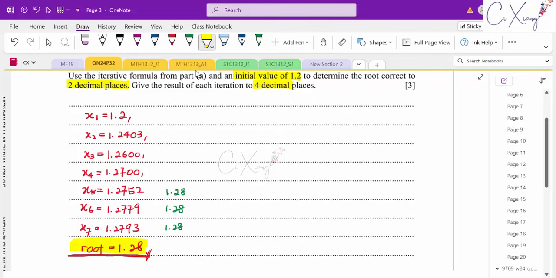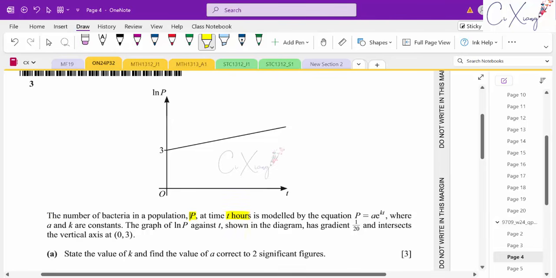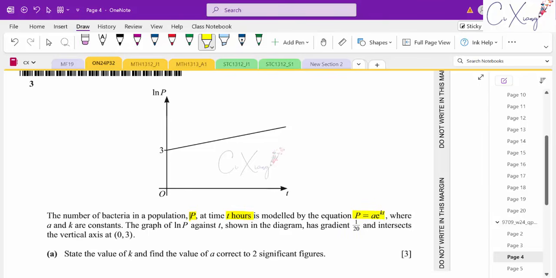Okay, so this is how we solve the question. Let's discuss question number 3. They are talking about the number of bacteria in the population P at time T hours, modeled by an equation like this. A and k are constants. Then they plot the graph of ln P against T. The graph of ln P against T, shown in the diagram, has gradient 1 over 20.